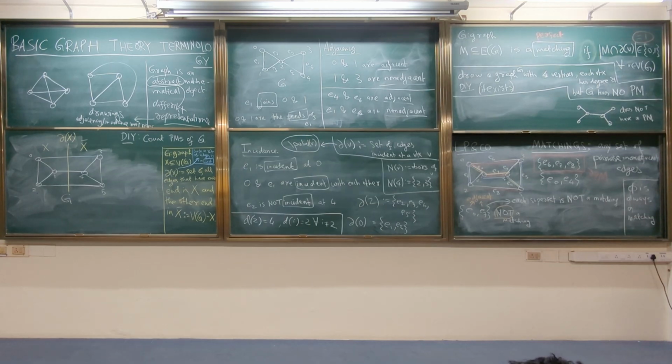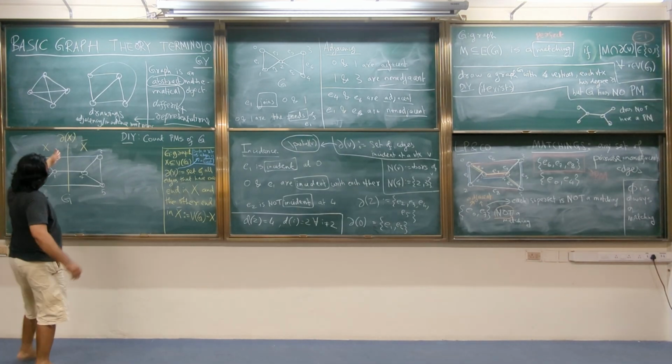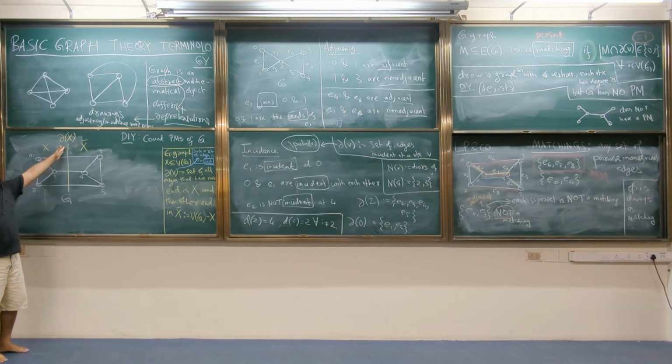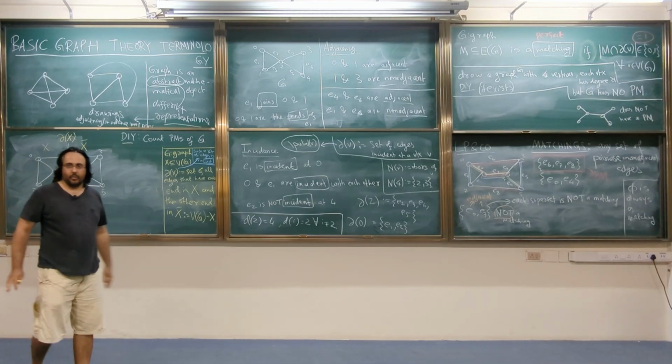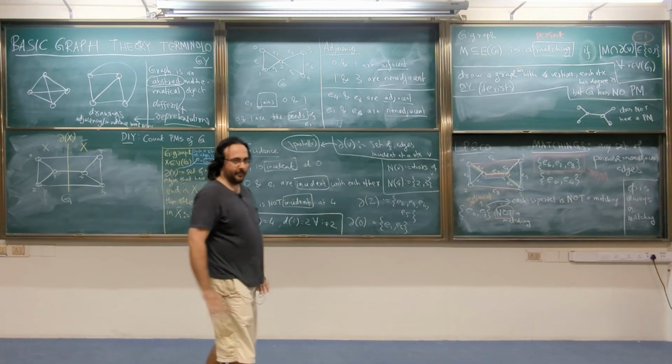So just to clarify, we are counting the number of perfect matchings, right? We are not counting the number of cuts or anything. My suggestion is to count the number of perfect matchings. So there are two steps. One, you can just sit down and start counting. You can just exhaustively try to figure it out.